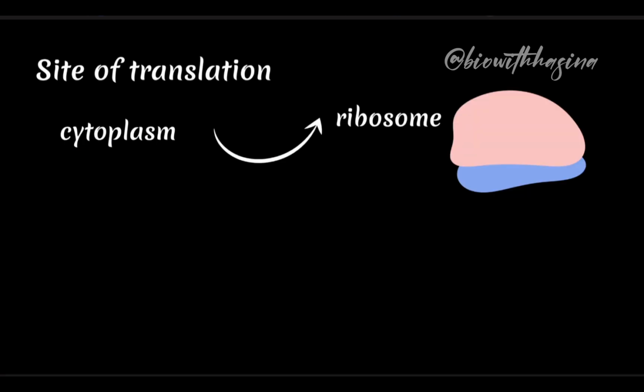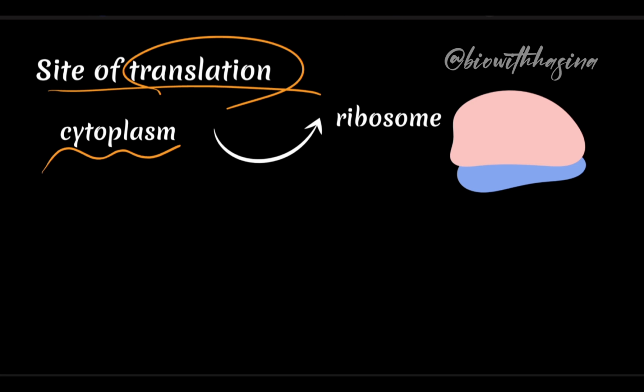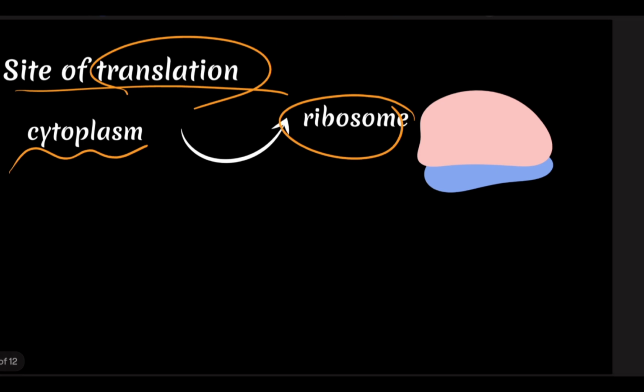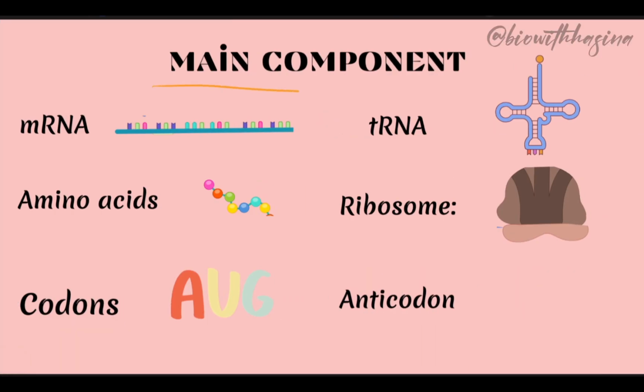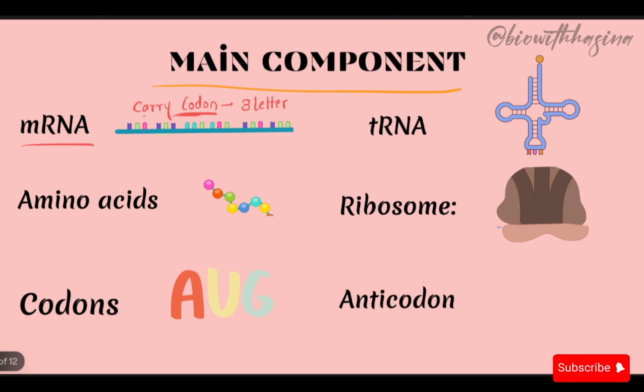our today's video. Talking about the site of translation, translation happens inside the cytoplasm and mainly, or we can say majorly, on the ribosome, the machine where your translation is going to happen. Now just meet our main components, or the key players of today's translation. We have mRNA, the messenger RNA, which is going to carry the codons. Codons are majorly of 3 letters, which are the codes present on the mRNA.